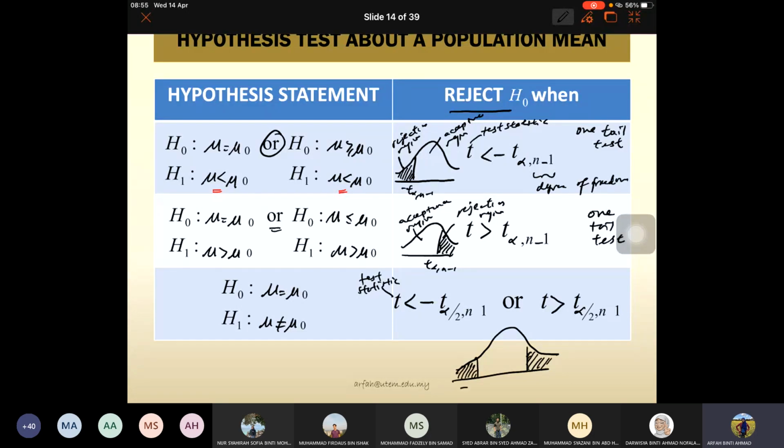You are going to have your negative T alpha over here and T alpha over here. So this is your rejection region. Ini your acceptance region. And this is your rejection region. Okay. So ini adalah untuk two-tail. So done with the explanation, kita akan tengok example, so that you get a better understanding how to do the hypothesis testing.